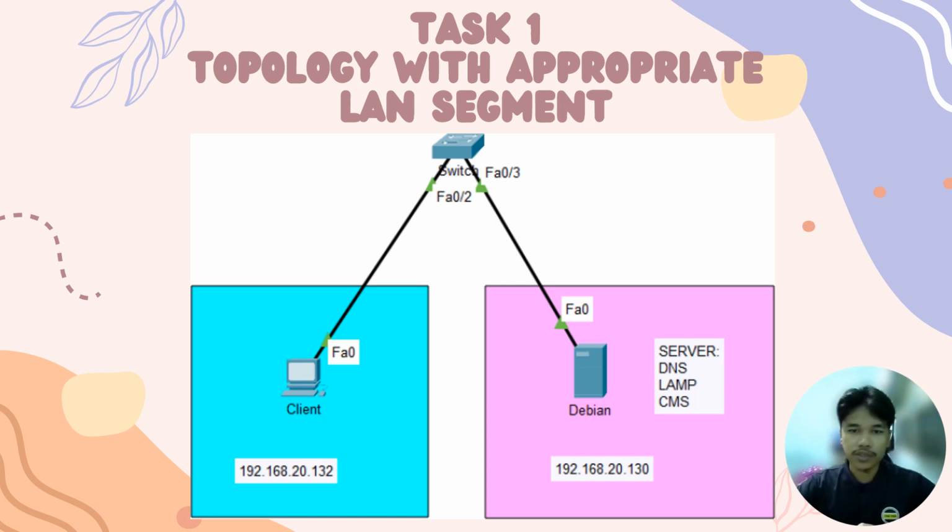So for the client we're using IP address 192.168.20.132. For the Debian server we're using 192.168.20.130. In the Debian, we will set up the DNS, LAMP, and CMS.